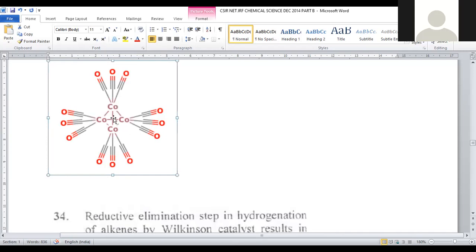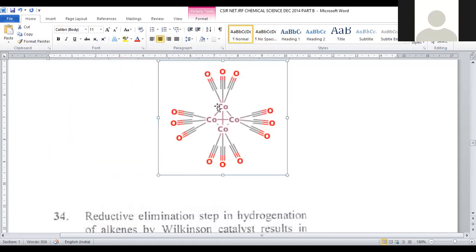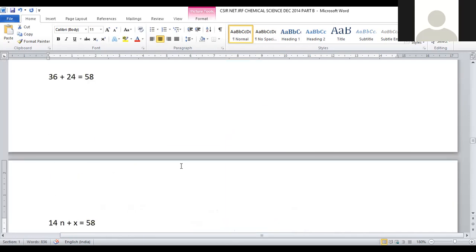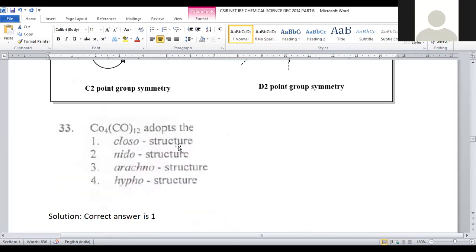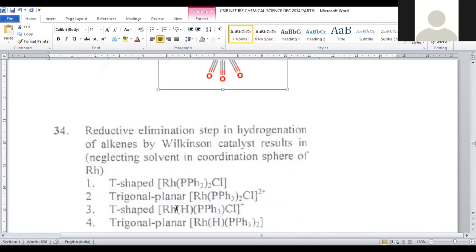And here is the structure. So central cobalt, how many are there? 4 cobalt moieties are there. And this is an interconnection between the cobalt. And each cobalt has terminal carbonyl, 3 terminal carbonyl groups. Here 3, here 3, here 3, here 3. So being it is a polycarbonyl system, this will be the cluster structure. Closo is nothing but a caged type of structure. You can clearly find the caged type of structure among these cobalt, right? So closo will be the correct answer. Question number 33, option number 1 will be the right answer.